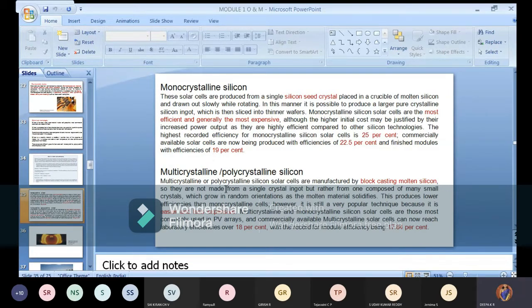Okay, next is multicrystalline or polycrystalline silicon. Multi means number. Instead of one, you are going to have a number of crystals. Multicrystalline or polycrystalline silicon solar cells are manufactured by block casting molten silicon. So they're not made from a single crystal ingot, but rather from one composed of many small crystals. It is not a single piece, but it is composed of a number of crystals to form a single module, single solar PV cell module, which grow in random orientation as the molten material solidifies.